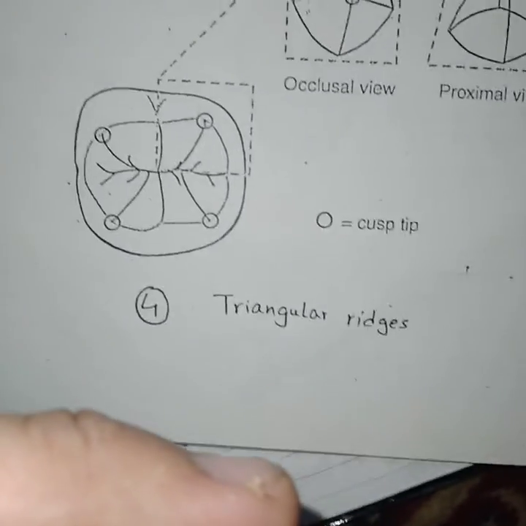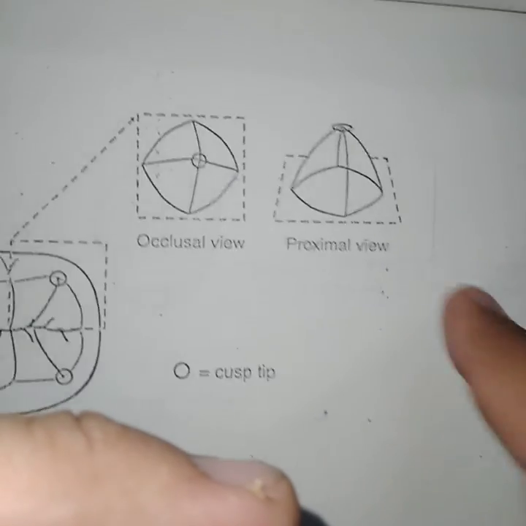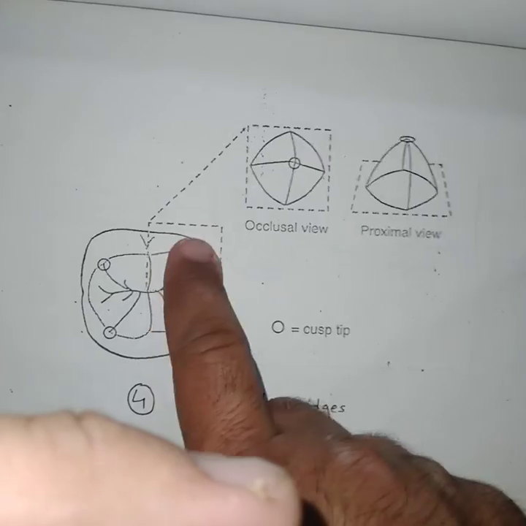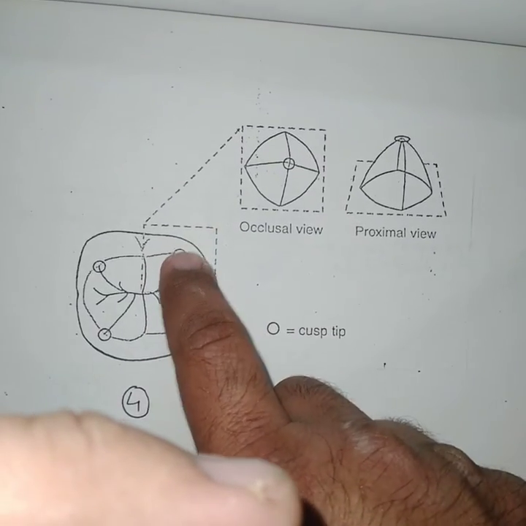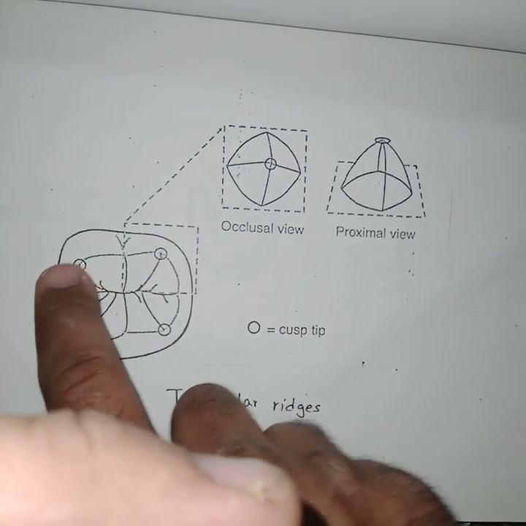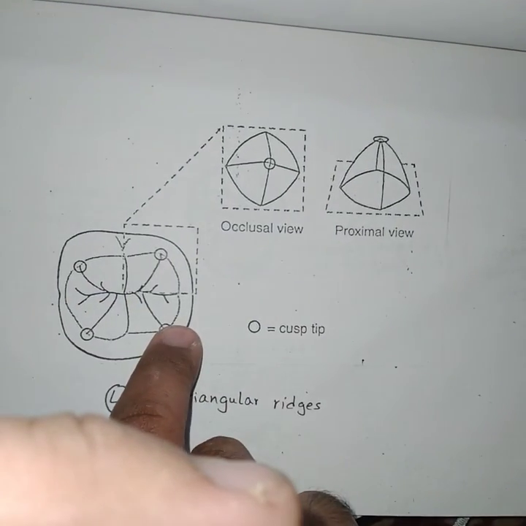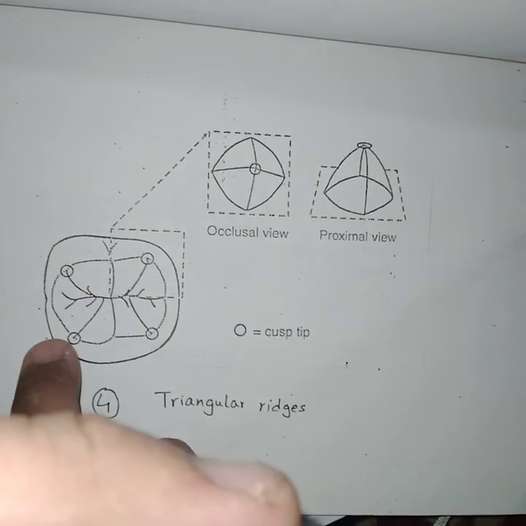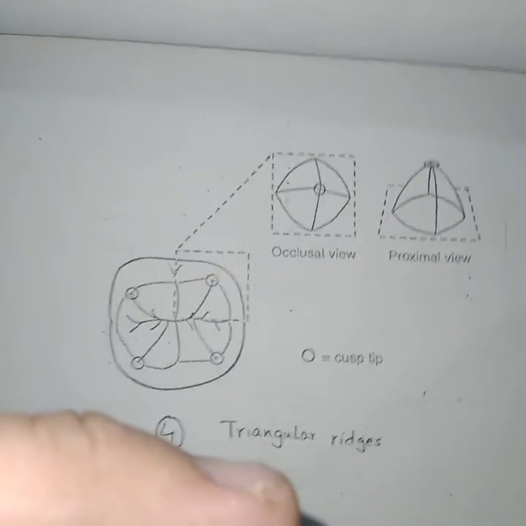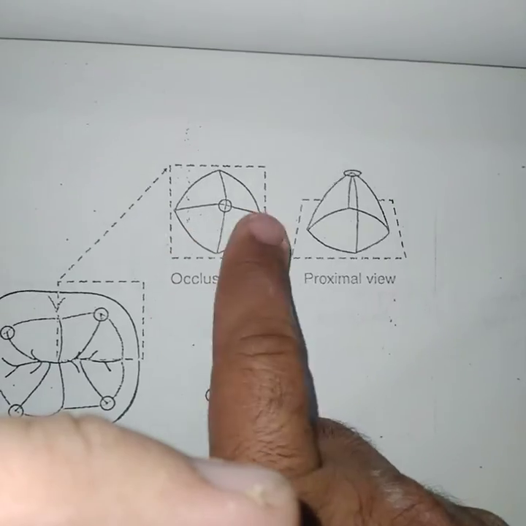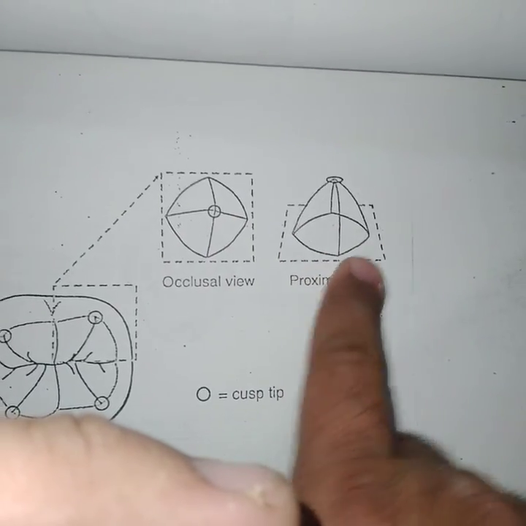You can see this triangular ridge. This is its cross section. It is descending from this cusp tip towards the central area. This is triangular ridge. A cross section triangular, so triangular ridge.